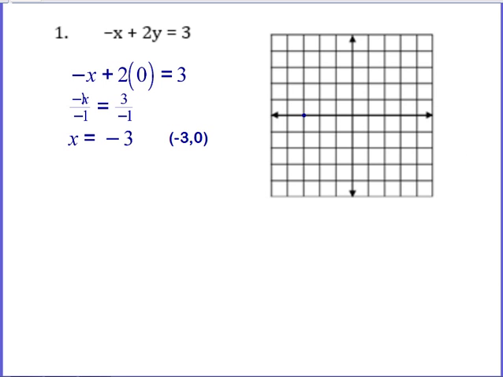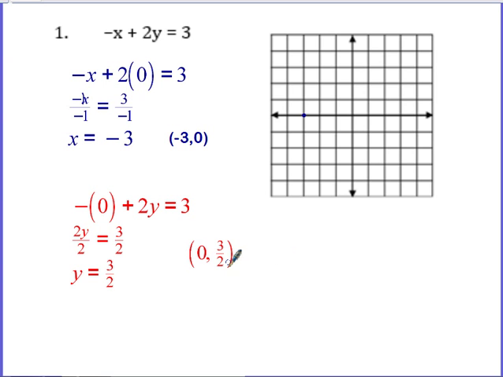All right, then we have to find the y-intercept. To do that, I need to plug 0 in for x. Negative 0 is still 0, so I'm left with 2y is equal to 3. And to get y by itself, I have to divide both sides by 2. So my y-intercept is (0, 3/2), and it's okay that it's a fraction or not a whole number. I can still graph it.